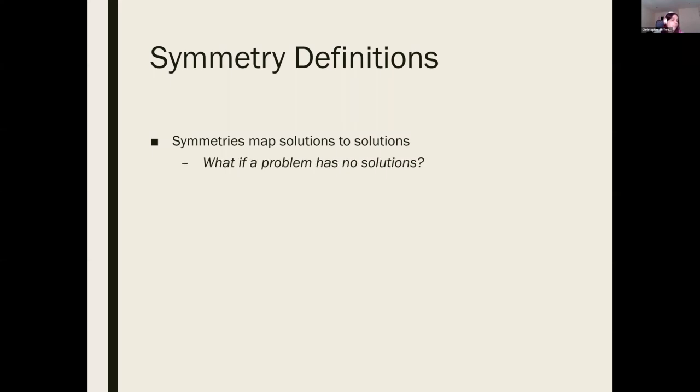What if the problem doesn't have any solutions though? Then everything's a symmetry, and that feels wrong. We could also require symmetries to map assignments to your problem to assignments to your problem. That feels sensible.